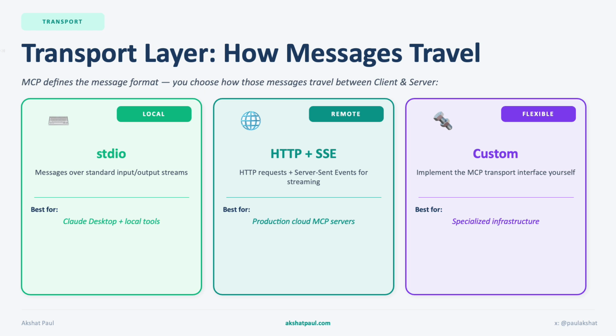The third option is custom. MCP defines a transport interface, an abstract contract for how messages should flow. You can implement that interface yourself using WebSockets, gRPC, or any other protocol that makes sense for your environment. The practical takeaway: if you're building a local tool for developer use, start with stdio. If you're deploying a production MCP server in the cloud, use HTTP plus SSE. Custom is for specialized cases.